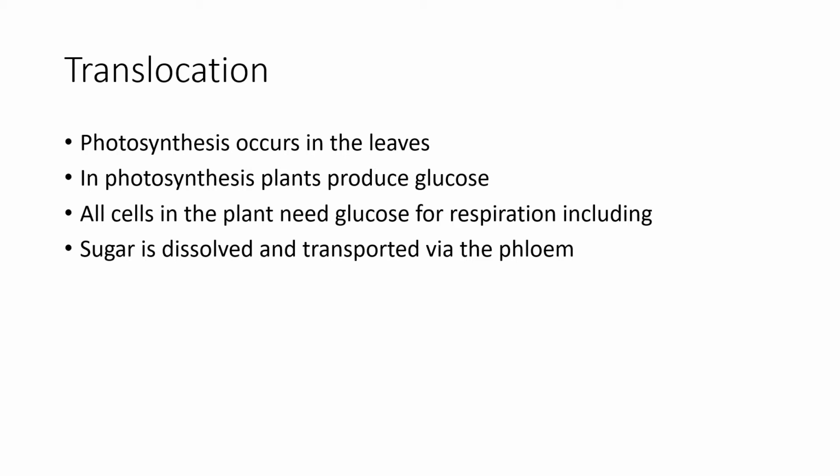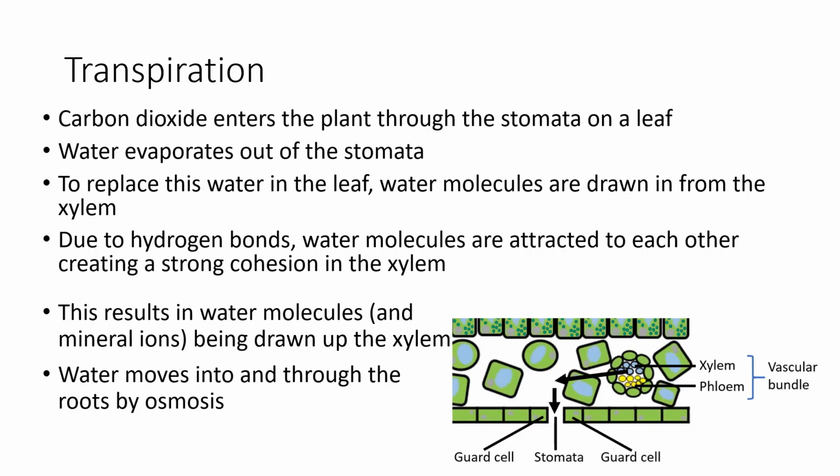But for GCSE, we can simply say that photosynthesis results in the production of glucose, and glucose is needed by all cells, and as a consequence, dissolved sugars are transported through the phloem up and down the plant, and that's known as translocation. Transpiration is the more common process to find on a GCSE paper, but they still can test you on translocation, so make sure you know it well.